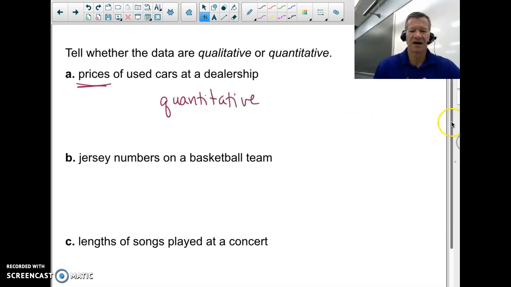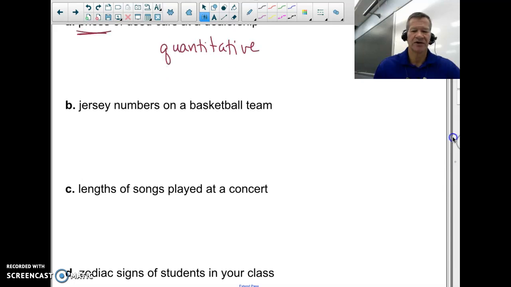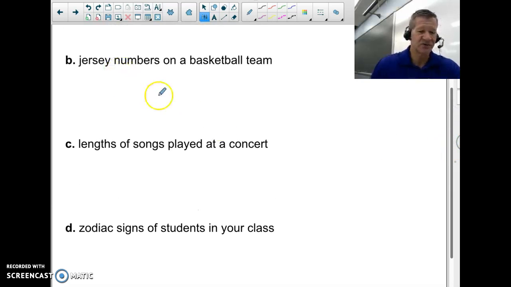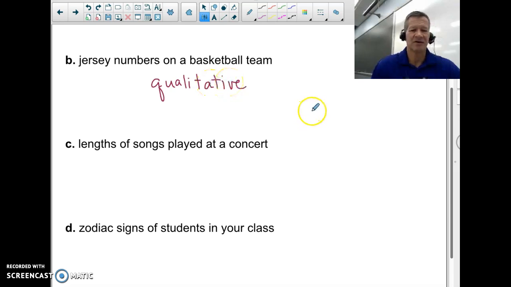Okay, now this one's kind of the tricky one right here. Jersey numbers on a basketball team, okay? If you say, okay, Johnny over there is number 12 and Marie is number 25, those numbers, they are numbers, but they're basically just labels on their shirt. You wouldn't add their jersey numbers. You wouldn't find the mean of them or anything like that. So this is actually a qualitative measurement. All the number is doing in this case is labeling something. Okay, it isn't really an amount of something.